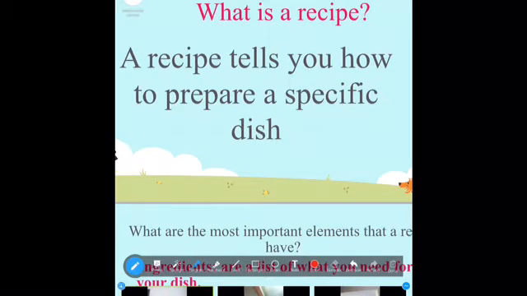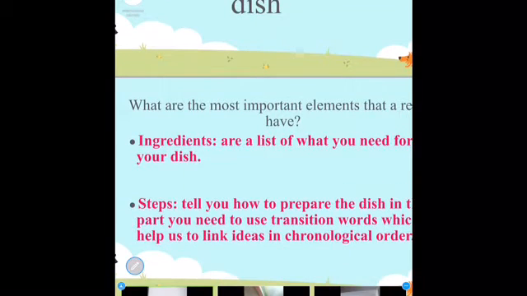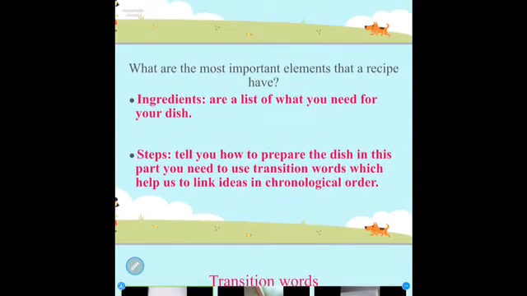The pizza. Okay, that is a dish that you would like to cook. Very good, but what is a dish? Dish means platillo, a specific dish. Very good. Thank you, Emmanuel. Okay, so let's continue. Recipe, receta. Dish, platillo.